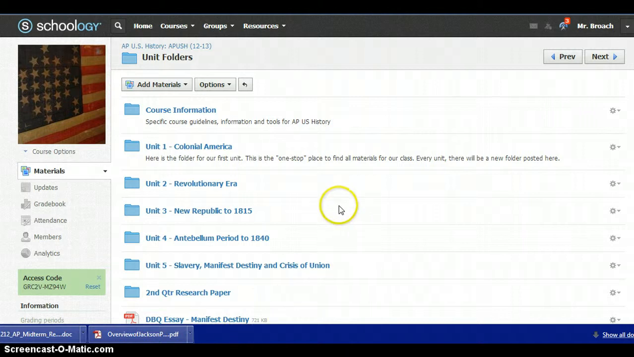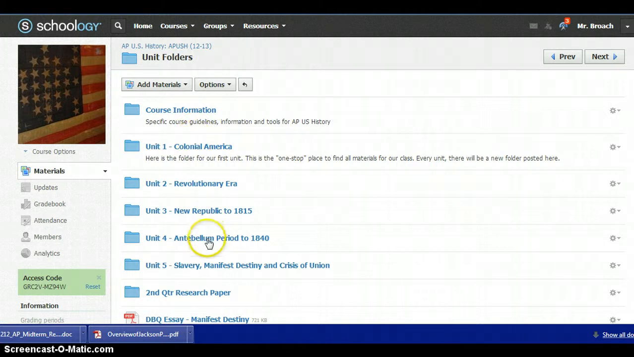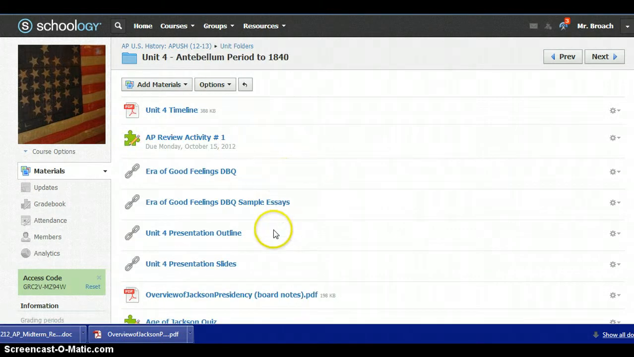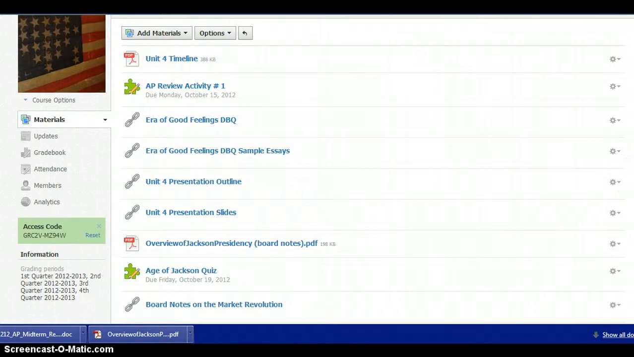So I'll begin by directing you to the unit folders in Schoology. Remember that everything that we have used so far in this course is archived here. I go to the Unit 4 folder. Here are the various resources that you can access to review. I'd like to actually begin by reviewing the effects of the War of 1812.